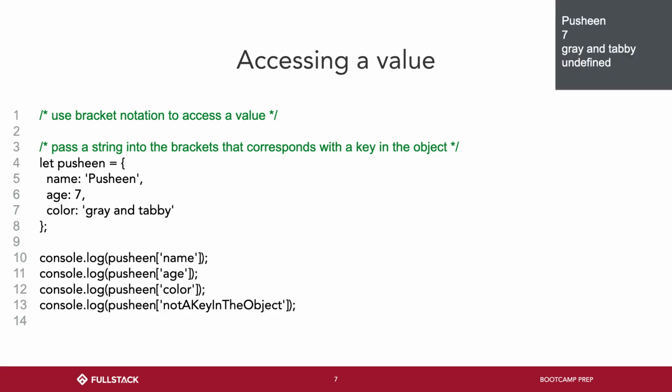Cool. So if we have the same object of Pusheen, use bracket notation to access a value. Pass a string into the brackets that corresponds with a key in that object. Console.log Pusheen at string name, at string age, at string color, at not a key in this object. We're passing all these strings in here, and we're going to look for the keys, right? So we get Pusheen, 7, grain tabby, and undefined. If you try to look up a key that is not inside of that object, the result will always be undefined. Okay?